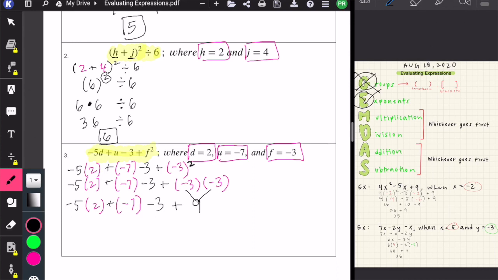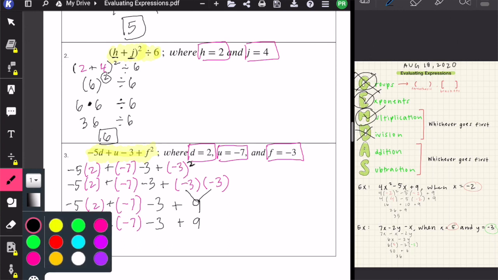Now I'm going to look at multiplication. Which one came first, multiplication or division? Oh, well, look at that. There's no division, so all I'm doing is multiplying. We have -5 times 2, which is -10. And then we have nothing else. That's it. -10, and then bring everything down. Okay, -7 minus 3 plus 9. Okay, so all done with multiplication.